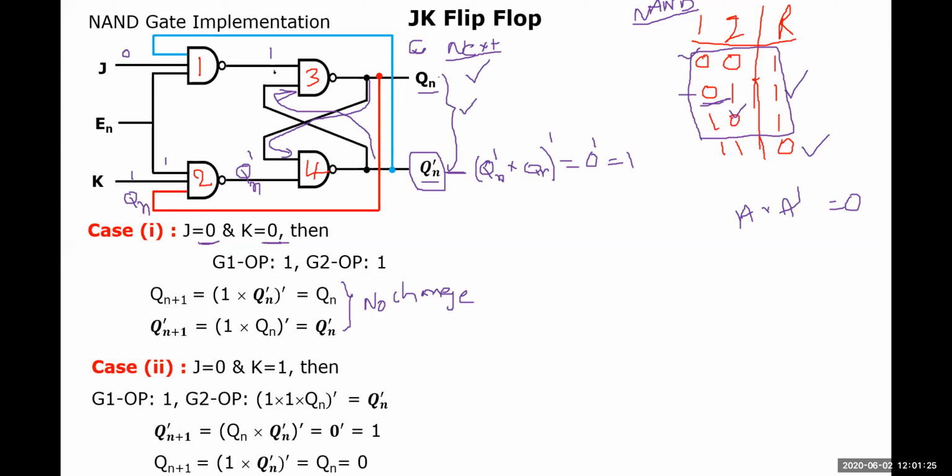So if you propagate 1 here, then 1 into 1 whole complement will be equal to 1 complement, which equals 0. Otherwise, you just propagate the Qn complement value directly. So 1 into Qn, whole complement will be propagated here. So Qn complement, whole complement, will be the output. Therefore, it could be Qn.